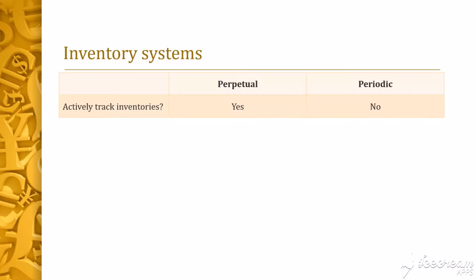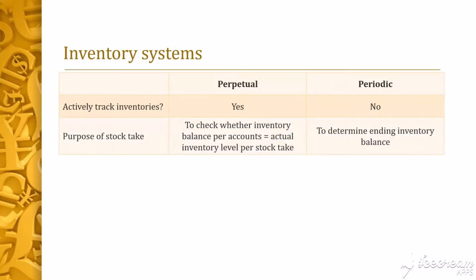Businesses will perform stocktake occasionally, but why? If the business uses the perpetual inventory system, a stocktake helps the business check whether the inventory balance per accounting records is equal to the actual inventory levels assessed during the stocktake. This can help the business identify if an error was made in recording or if there is any stock loss that occurred without the business knowing it.